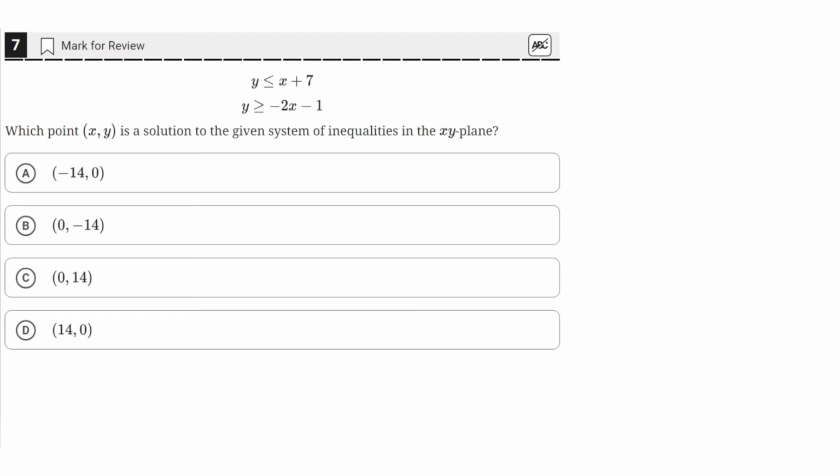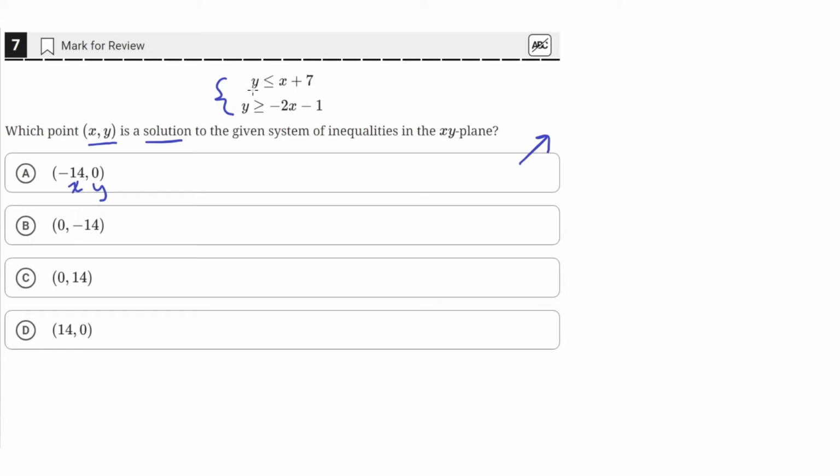Which point x, y is a solution to the given system of inequalities in the xy plane. So we have these two inequalities, and we need to see which of these points satisfies these two inequalities, which really just means when we plug in x and y from any of these points, it should satisfy both equations, which means that both sides should be true. Okay, so let's first try answer choice A. So answer choice A says that x is equal to negative 14 and y is 0.